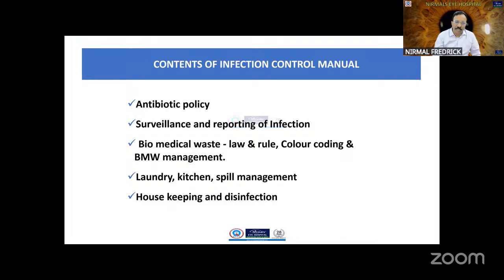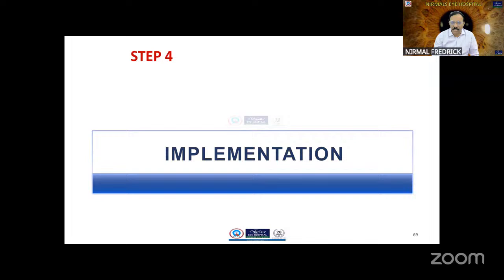You also need to have antibiotic policy and certain things based on biomedical wastage and housekeeping and regular disinfection of your facilities. So all this put together is called as infection control manual. So this manual has to be written for all the 10 chapters. Then how do we implement?